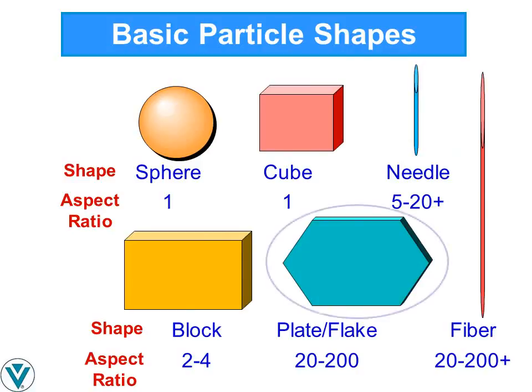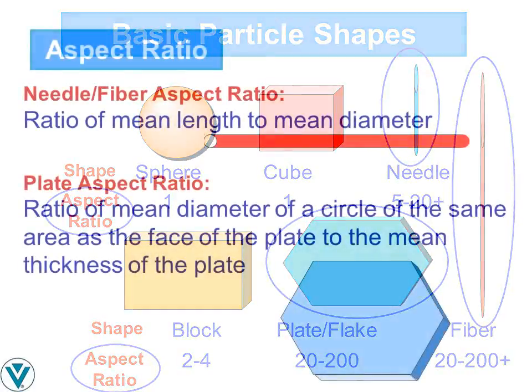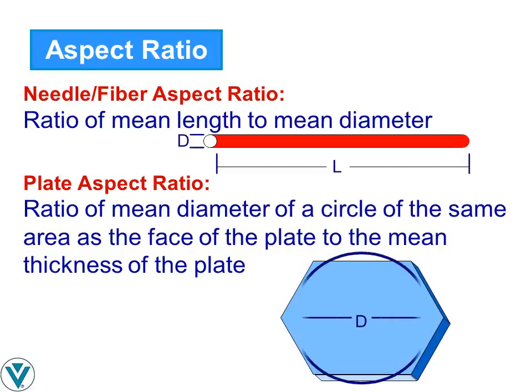Mineral particles resembling plates, needles, and fibers are further characterized by their aspect ratio. For fibers and acicular particles, the aspect ratio is the ratio of mean length to mean diameter. For platy particles, it is the ratio of the mean diameter of a circle of the same area as the face of the plate to the mean thickness of the plate.